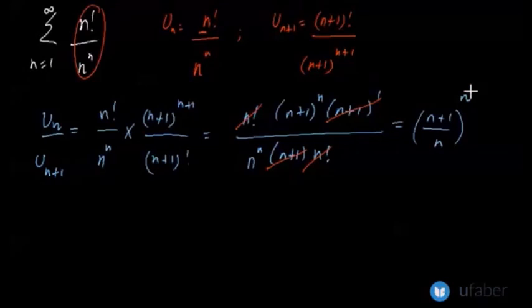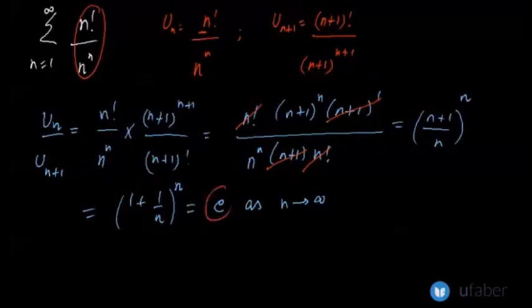Okay, now let us simplify it a little bit further. You will get 1 plus 1 by n to power n. So this is the value that you get. Now I need to find out the limit. The limit for this will be E. The limit for this will be E as n approaches infinity.